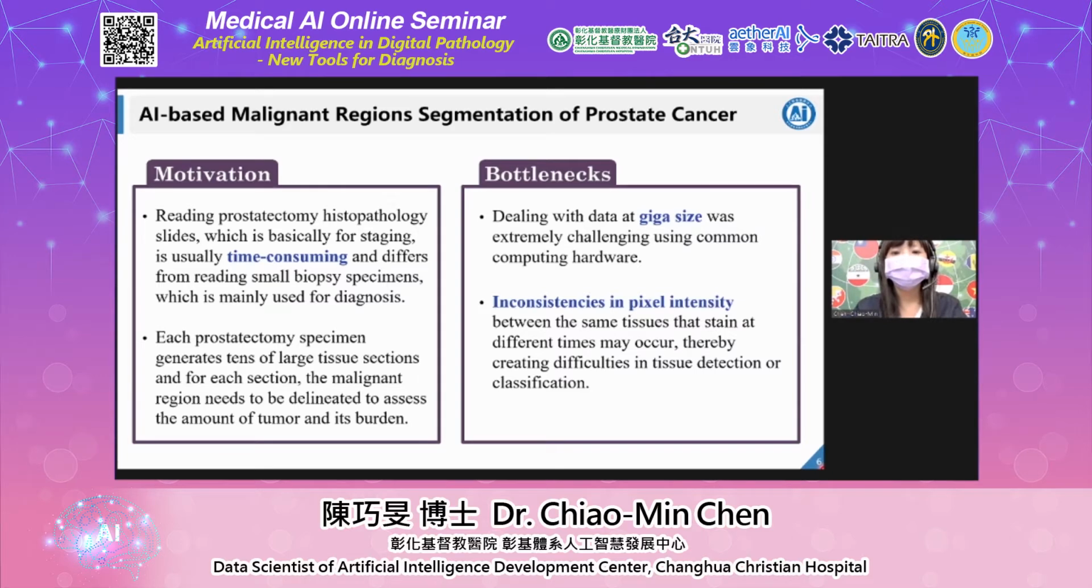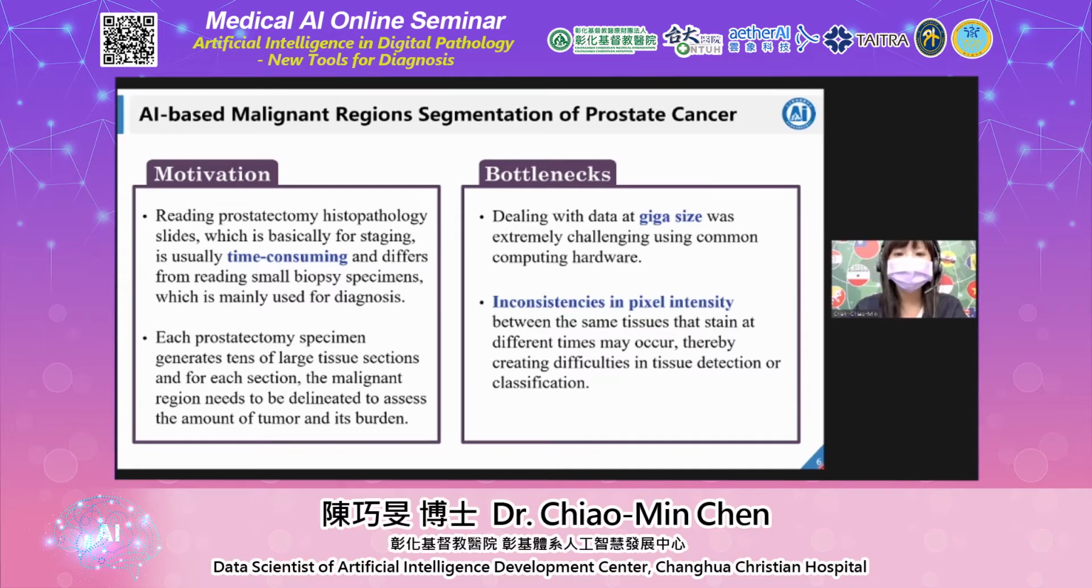For pathologists, reading prostatectomy specimen images to determine the extent of cancer and margin status is a time-consuming and cumbersome task. So a CAD system that can draw the outline of cancer regions will reduce the workload of pathologists. However, there are two challenges for this CAD development. The first challenge is gigabyte size, and the second challenge is the color deviation problem.